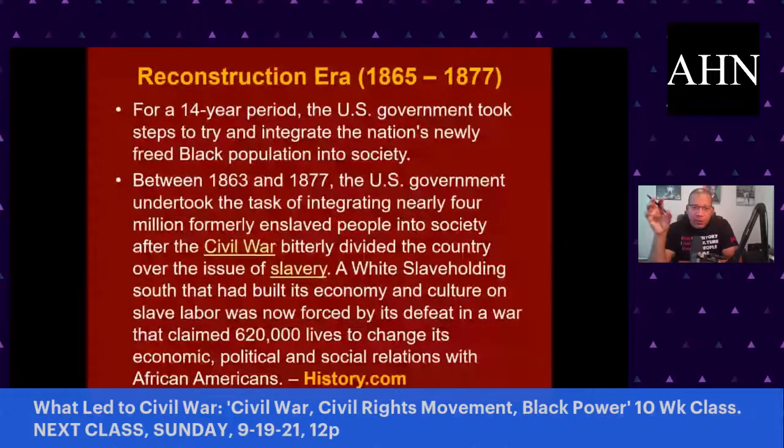Between 1863 and 1877, the U.S. government undertook the task of integrating nearly 4 million formerly enslaved people into society, and the Civil War bitterly divided the country over the issue of slavery. A white slave-holding South that built its economy and culture on slave labor was now forced by its defeat in a war that claimed 620,000 lives to change its economic, political, and social relations with African Americans.